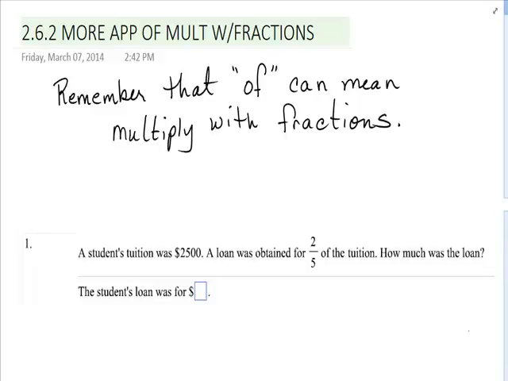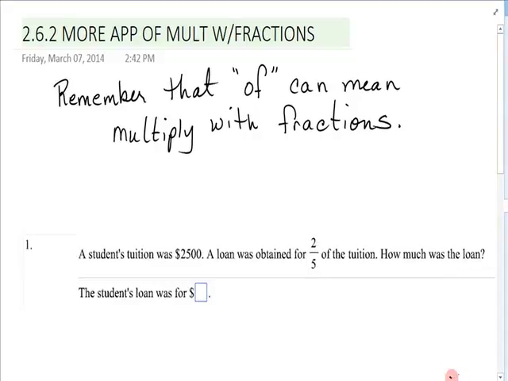In this lesson, we're going to look at some more multiplication, but we're going to look at applications of multiplying fractions. We've done this before. We're going to do it again. And I want to remind you that when you're dealing with fractions, the word "of" can mean to multiply. The word "of" has a lot of meanings. It's a very busy preposition. But if they say a fraction of something, it does indicate multiplication.